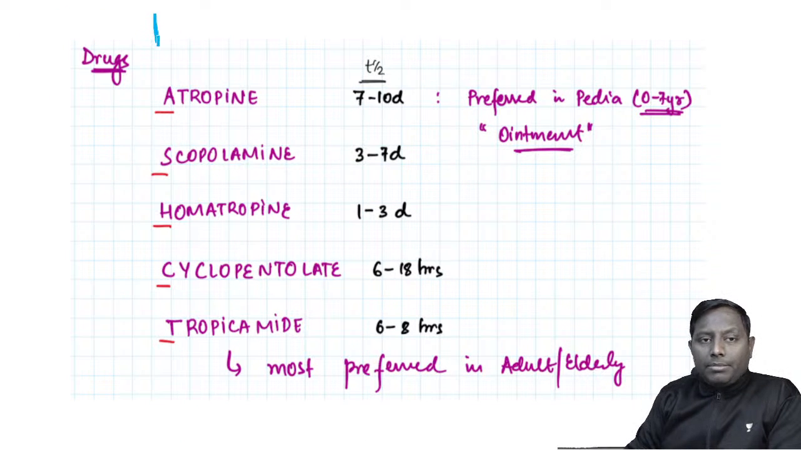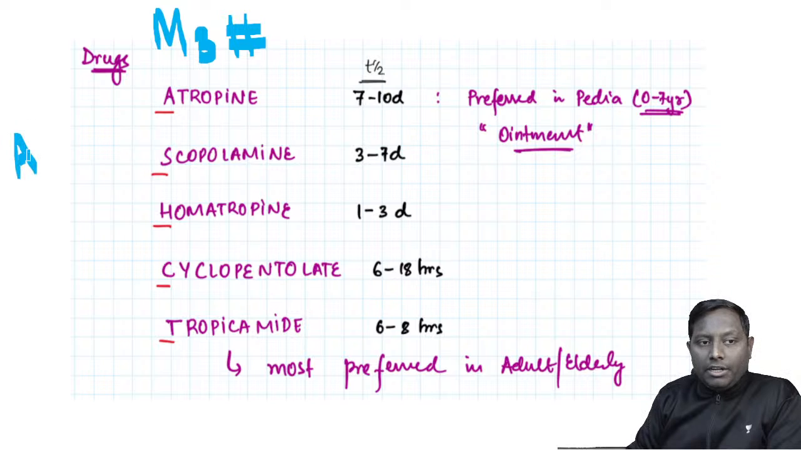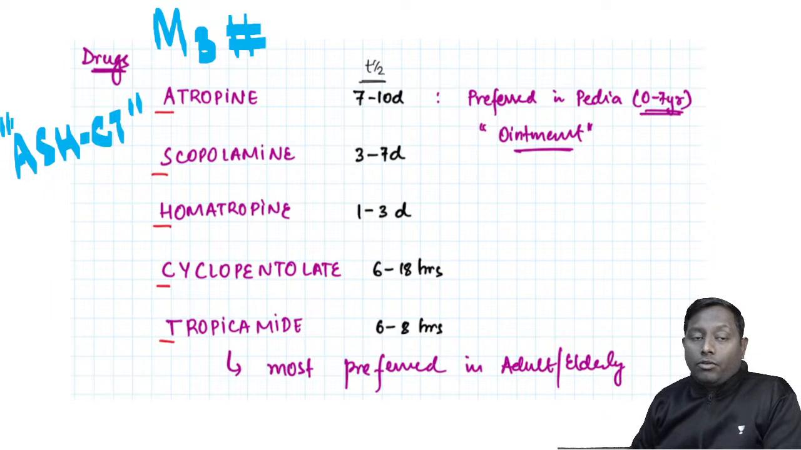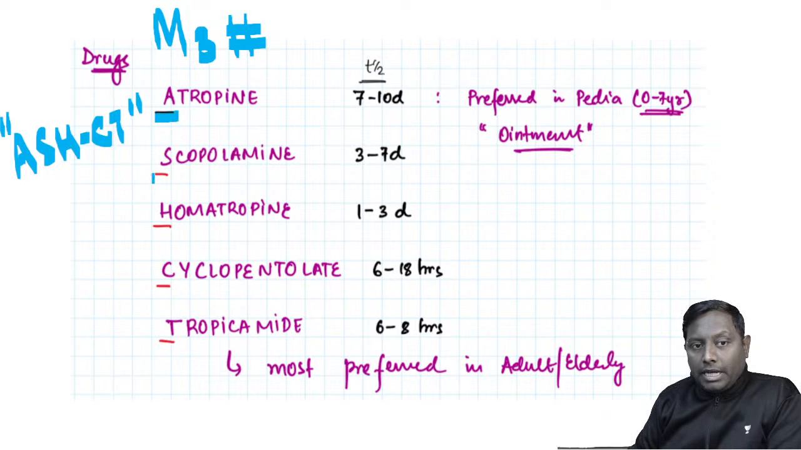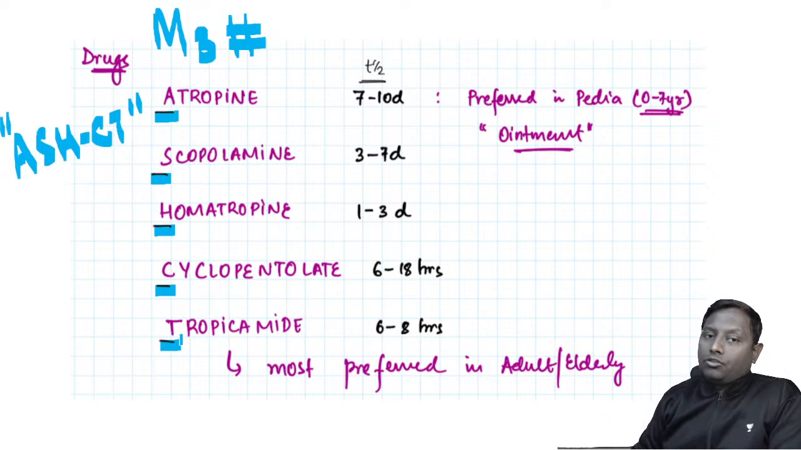Then the drugs that are M3 antagonists acting in the eye, you can remember very easily by a very simple mnemonic: Aishwarya ke eye ki CT. Aishwarya is a Bollywood actress and she was known for her pretty eyes, right? So if you want to remember the eye, do the CT of her eye and know why and how her eyes are so pretty, right?